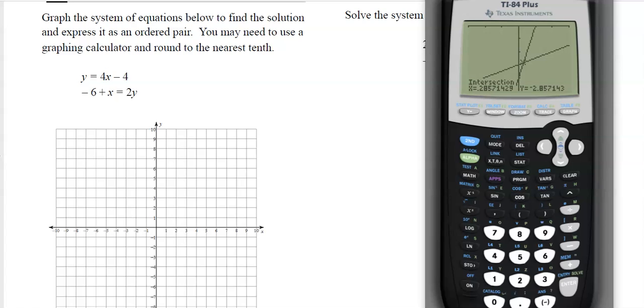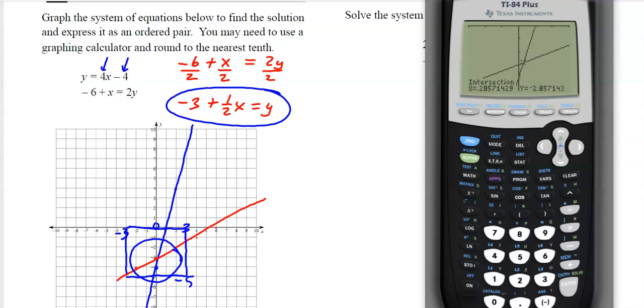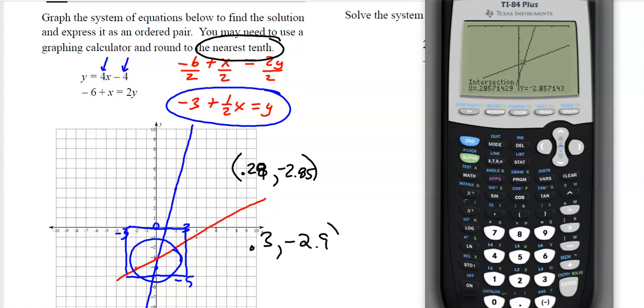And right there it tells it to me. It says x equals 0.28. So the x is 0.28 and a bunch of other numbers, 0.29 if we were rounding. And then -2.85, and so on. But we said to go to the nearest tenth. So that's basically 0.3 and -2.9 would be the crossing point. So that's how you find the intersection when it's in a weird spot and you have to graph it.